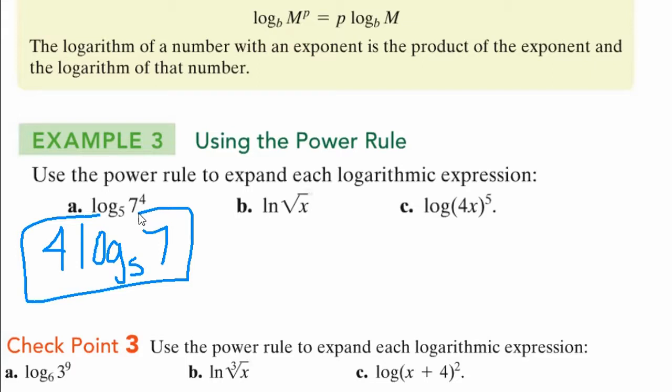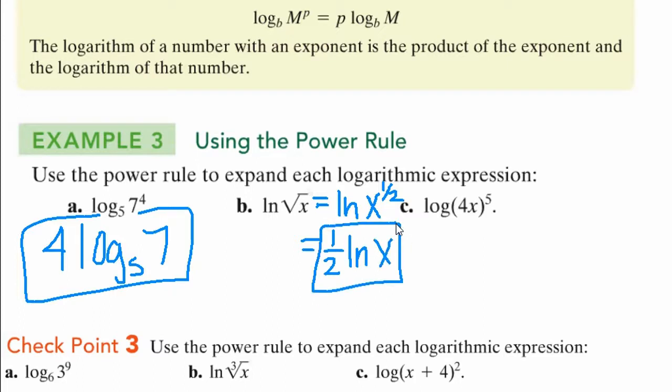Now, when I have natural log of square root of x, I need to rewrite x as a fractional exponent. So remember that a square root can be rewritten as a fraction with your index of the root in your denominator. And since it's a square root, the index is 2. So then I just bring that 1/2 in front. So I get 1/2 ln of x.